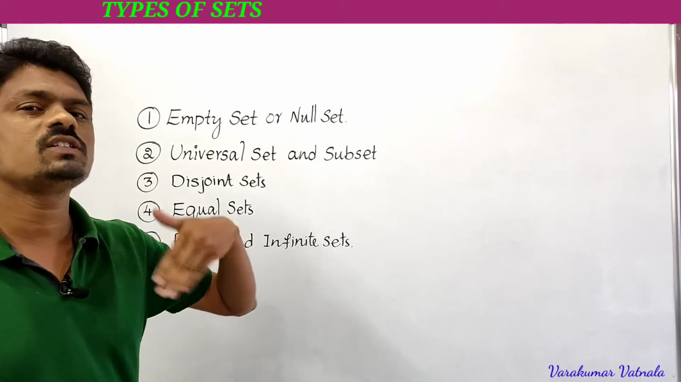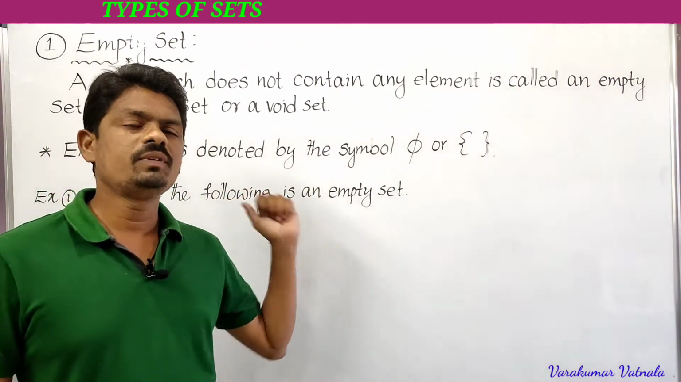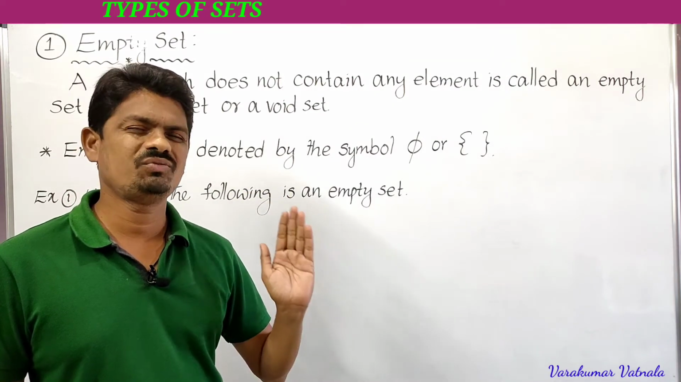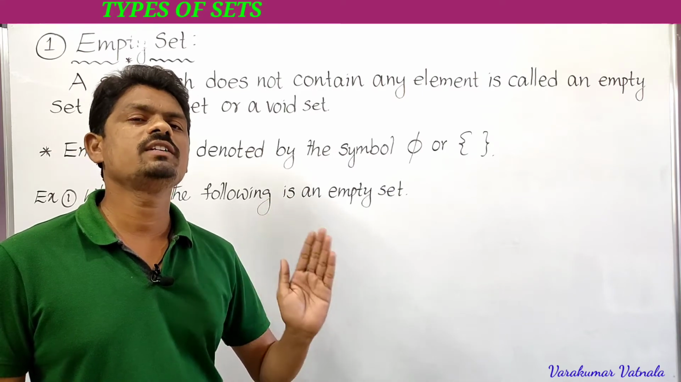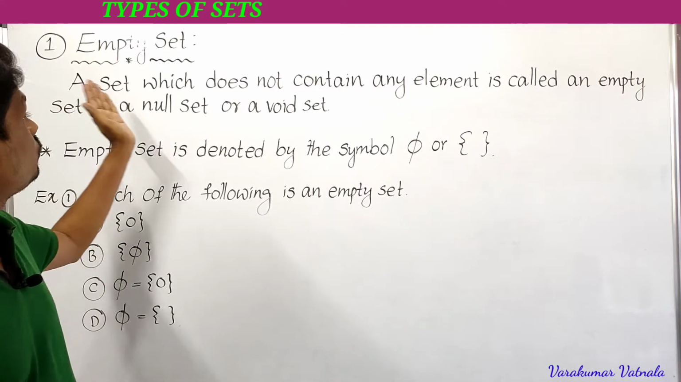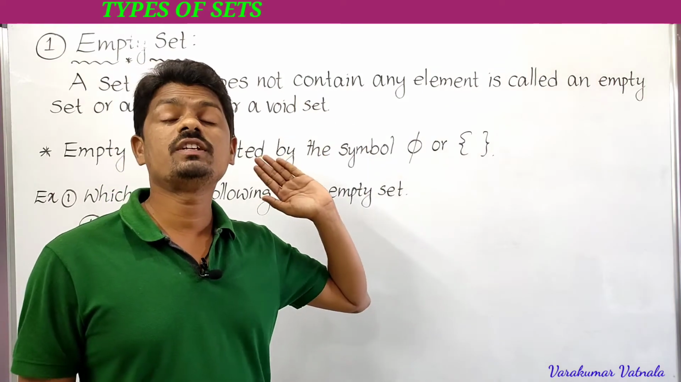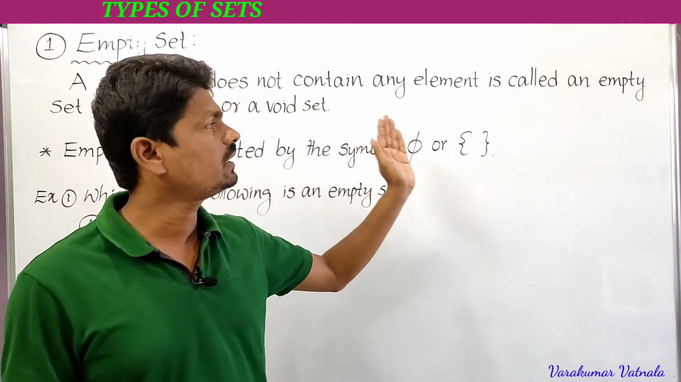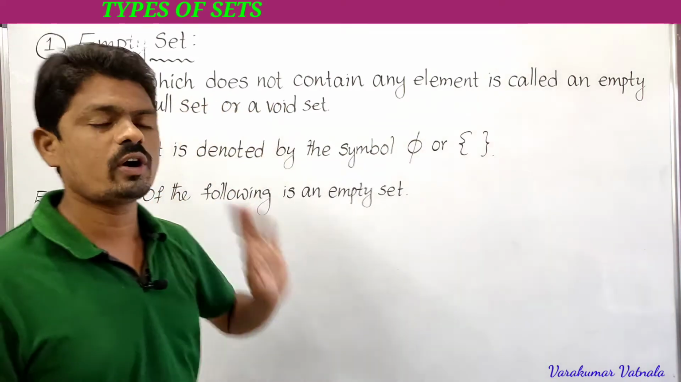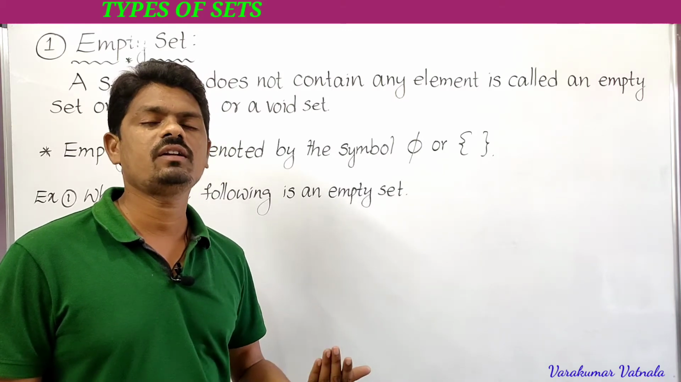So first one, what is an empty set? This is the first set in our textbook. Empty set is very important. How can we define it? A set which does not contain any element is called an empty set or a null set or a void set. So the empty set is also called a null set or a void set.